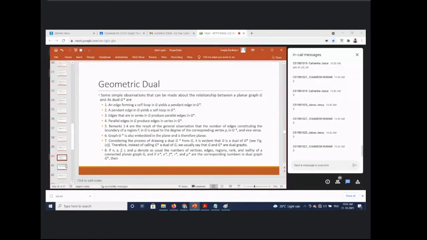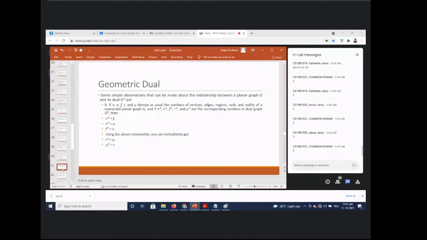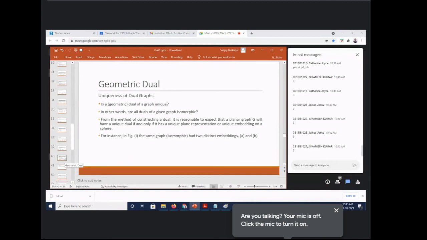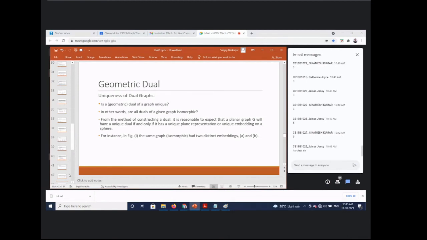So, any quick questions? Okay, so now the point is, for the geometrical dual, is this a graph, or how is it? That is the question when I say unique.